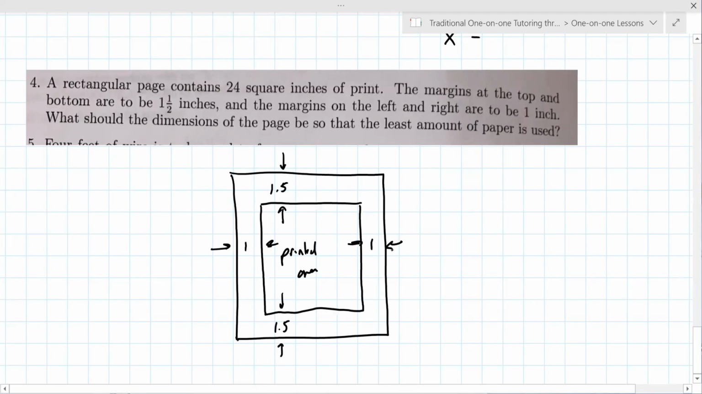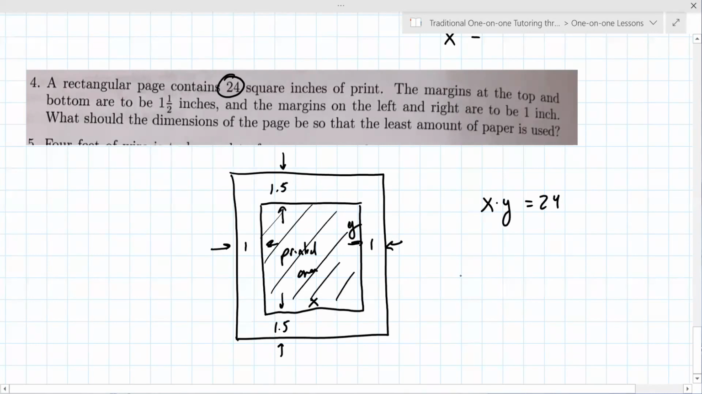What should the dimensions of the page be so that the least amount of paper is used? I kind of have to help here to guide this problem. You want to choose X and Y in the interior, because that's the number that's given. So X times Y equals 24, because that's this interior region.